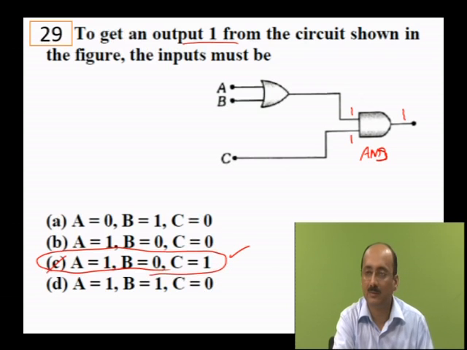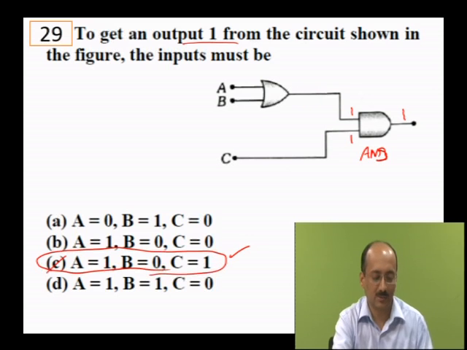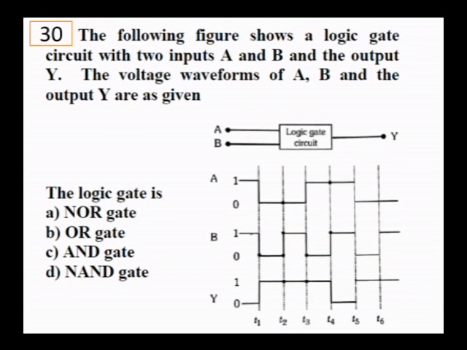This will be the choice for you, because this being an OR gate, even if any one of the inputs is high, like 1, it will return a 1. So the answer is C. The following figure shows a logic gate circuit with 2 inputs A and B and the output Y. The voltage waveforms of A, B and the output Y are as given.